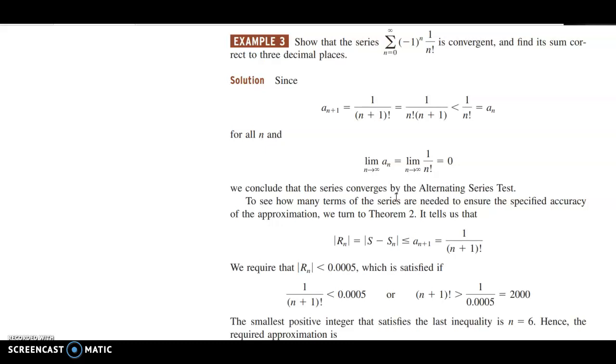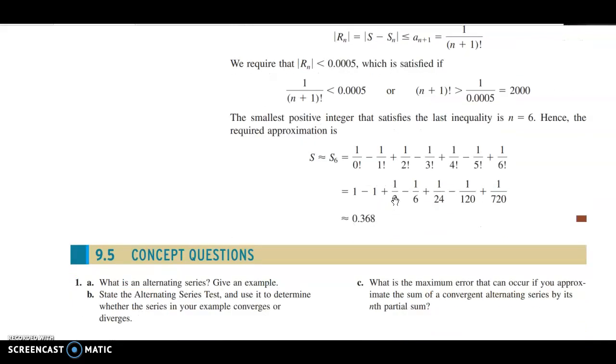Next, mod Rn is equal to mod s minus Sn, which is less than or equal to mod an plus 1, which is equal to 1 by n plus 1 factorial. Suppose we have to require that Rn must be less than 0.0005, that is n plus 1 factorial greater than 2000. So after calculating, we will get n is equal to 6.